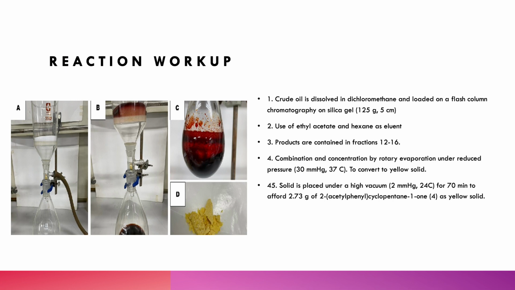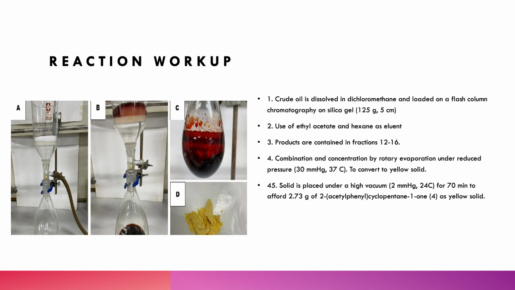In this part, the crude oil is dissolved in dichloromethane and loaded onto a flash column chromatography on silica gel, 125 grams. For the next step, we use ethyl acetate and hexane as eluent. The product is contained in fractions 12 to 16, which are combined and concentrated by rotary evaporation under reduced pressure.